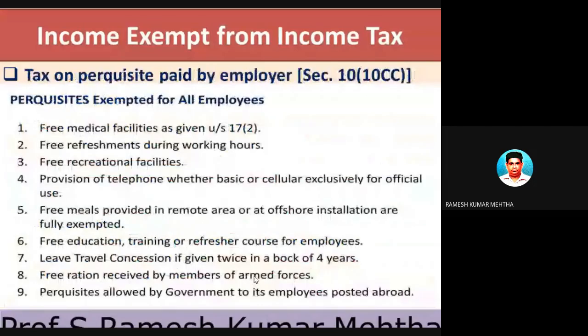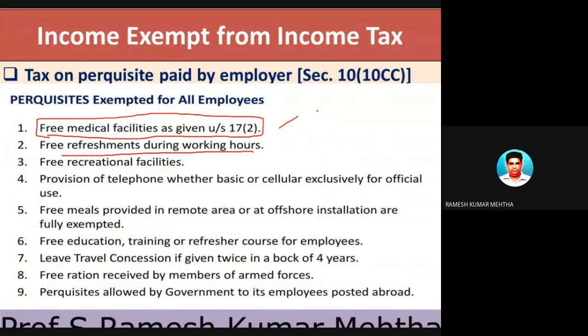Next, perquisites paid by the employer are exempted from tax under section 10(10C). For example, free medical facility provided by the employer to the employee is fully exempted from tax. Free refreshments during working hours: if tea, snacks, beverages, apart from alcoholic beverages, are provided by the employer to the employee during working hours, this is a perquisite which is exempted for all kinds of employees. Free recreational facilities provided by the employer to the employee are exempted from tax.